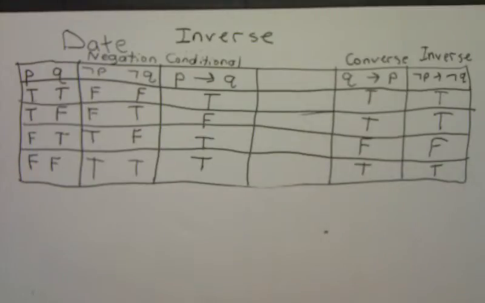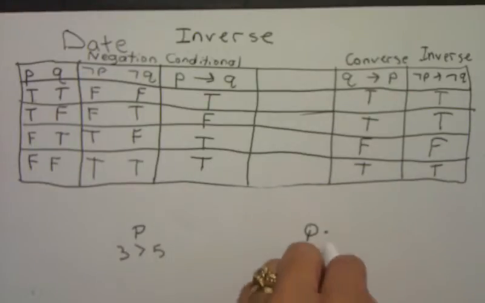Okay, we'll say, here's P, here's Q. If 3 is greater than 5, so P is 3 is greater than 5, then 3 does not equal 4. Okay, I want you to do the inverse for this one. Stop the tape, figure it out, and then compare it with mine.